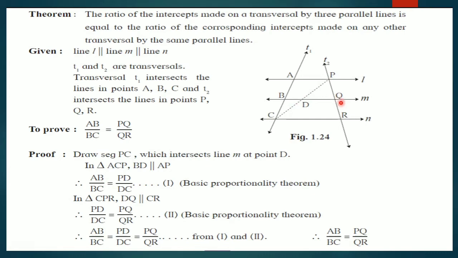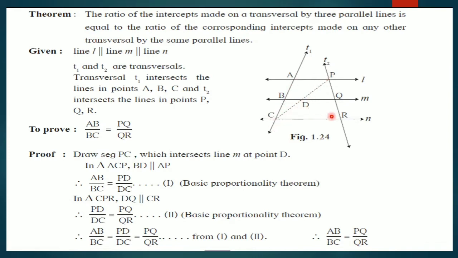Now we consider these two triangles. First we consider the left one, that is ACP. There we apply the basic proportionality theorem since BD is parallel to AP. So by the basic proportionality theorem, AB upon BC is the same as PD upon DC.